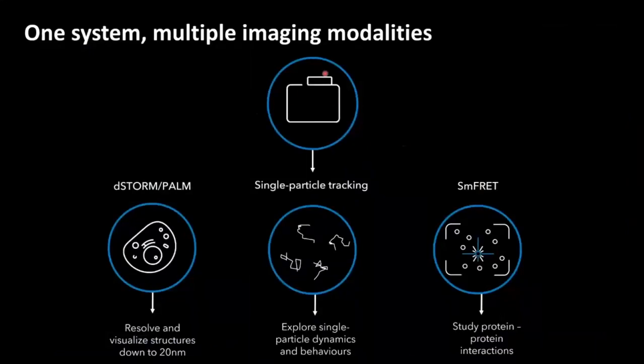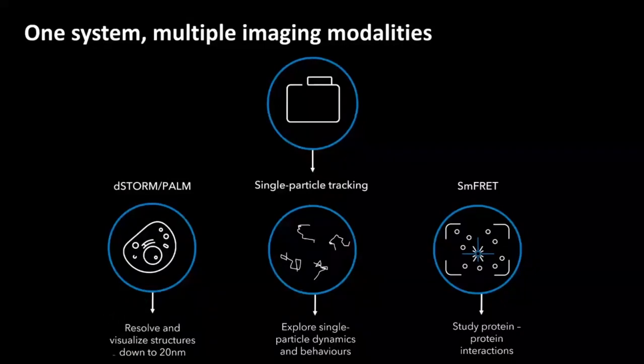And so we have one system, the Nanoimager, but it's capable of doing multiple imaging modalities. As we talked about, dSTORM is one of the single molecule localization techniques. PALM is a different one that uses photoactivated fluorophores. And these two techniques allow us to resolve and visualize structures down to 20 nanometers. We can also perform live cell imaging and single particle tracking using the built-in tools to explore single particle dynamics and behaviors. We can also perform single molecule FRET, which allows us to study protein-protein interactions.